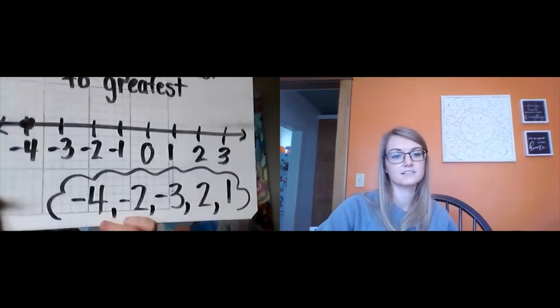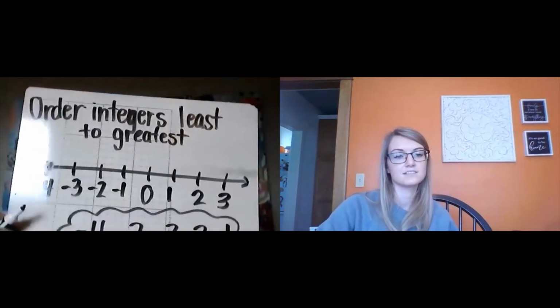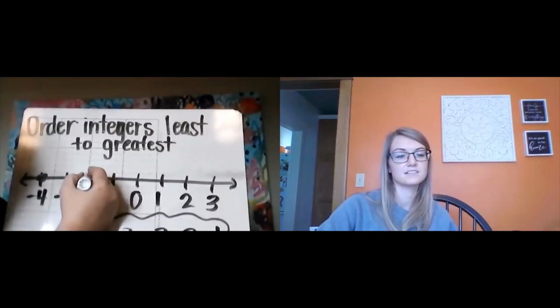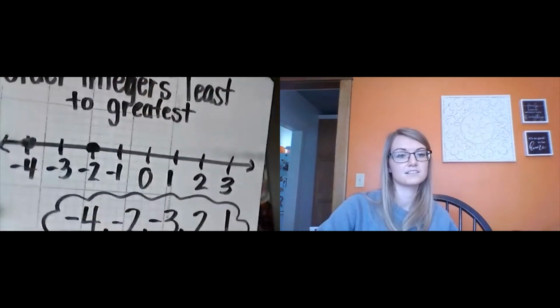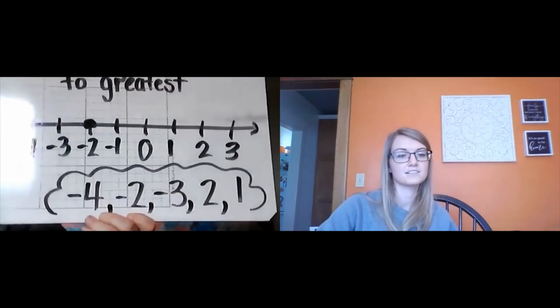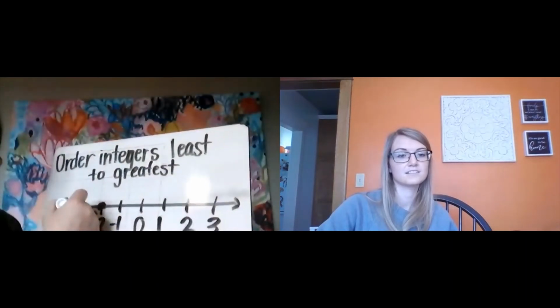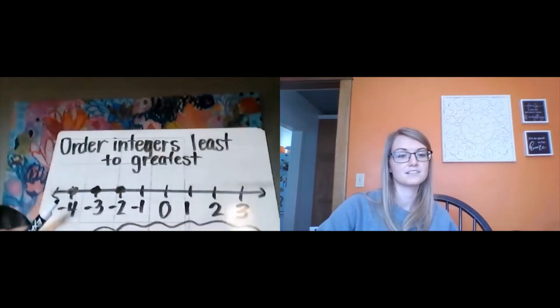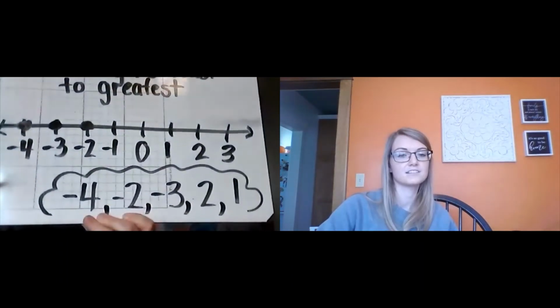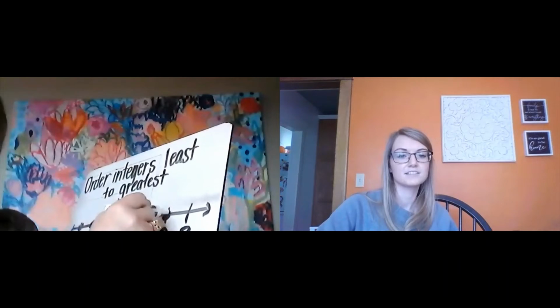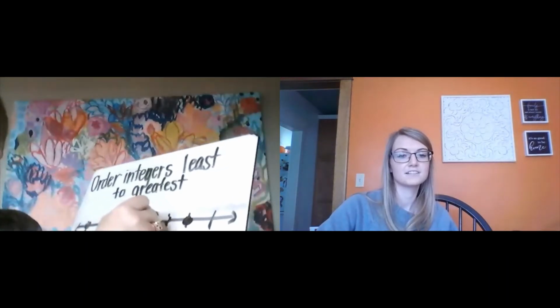All right. Next number is a -2. And this is an integer, remember, because it is a negative number. And then we have a -3. Boy, we've got lots of negative numbers. And then we've got 2, and we've got 1.